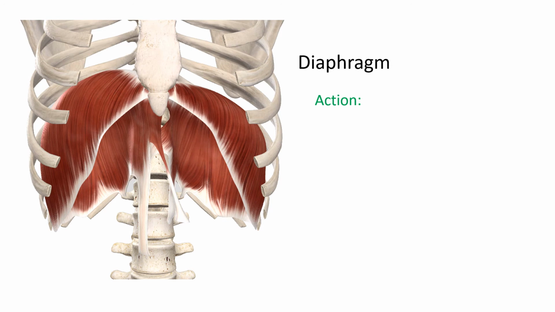This is the diaphragm. Its attachment points are basically all the way around the rib cage, as you can see. So it's a dome-shaped muscle that will flatten out when it contracts, and its action is to expand the thoracic cavity for inhalation. So the diaphragm is responsible for about 75% of the contraction needed for normal inhalation.